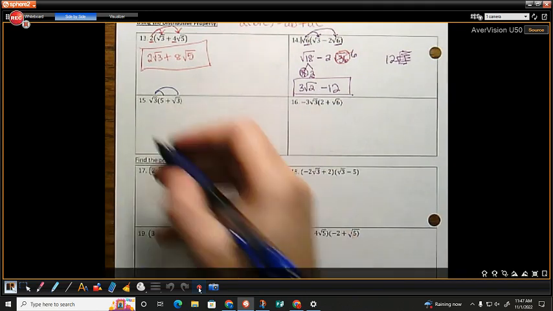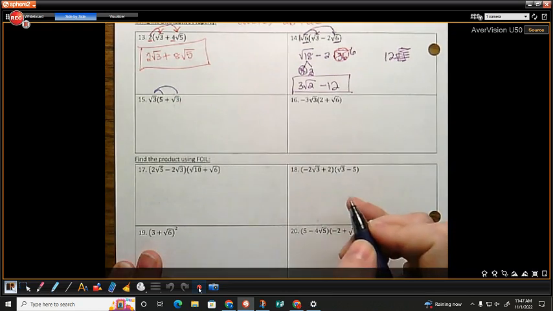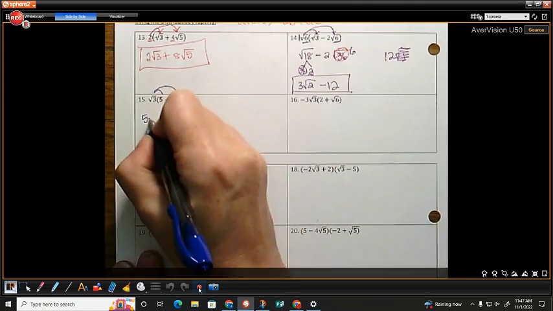Okay, and so you say, all right, what's root 3 times the number 5? 5 root 3. Yeah, you're going to write it as 5 root 3.